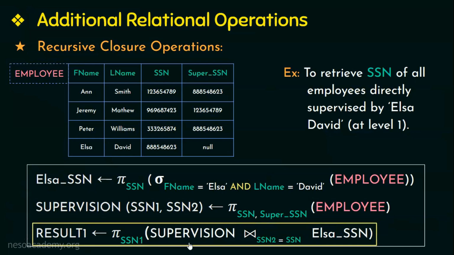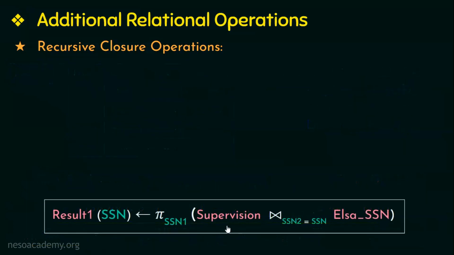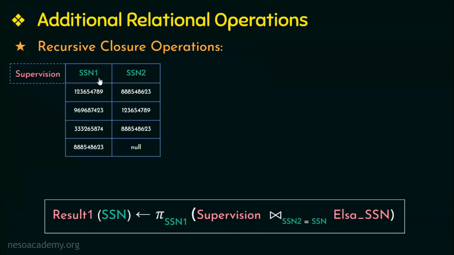Now moving on to the last step of this query, we need to join two relations, the supervision relation and the Elsa SSN relation. We know that the relation supervision contains the SSN of all the employees and also the SSN of their supervisors. And the relation Elsa SSN contains the SSN of the employee Elsa David. Now we need to check if Elsa David is a supervisor of any employee. For that, we need to join these two relations by a join condition. That is, we need to check if the SSN of Elsa David matches with any of the SSN of the supervisors, which means that SSN2 should be equal to SSN, and hence the join condition.